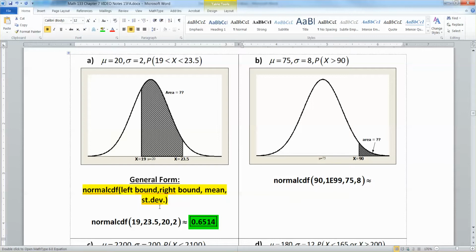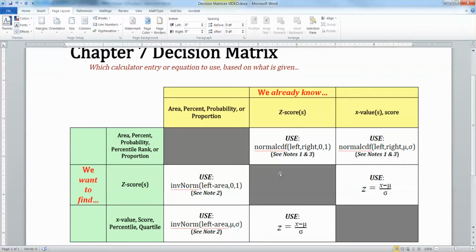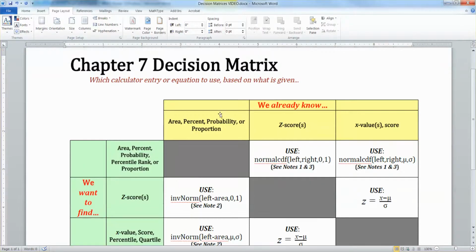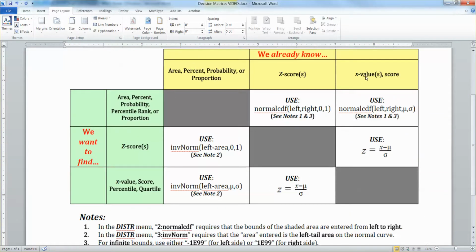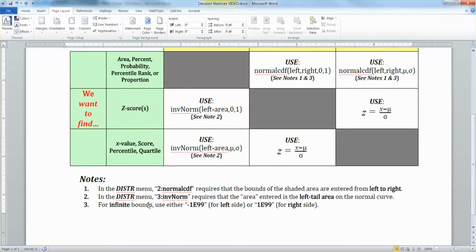So, I put it on the decision matrix at the bottom. Actually, I shouldn't say I did it. Technically, my husband did it. He's the one that had the idea, right? So we have X values. We want the probability, so we're using normal CDF. And then look what it says down here at the bottom. It says if you have infinite bounds, which you would for this one, use either negative 1E99 for the left side or positive 1E99 for the right side. And that's the one we're doing, right? The right-hand side, because we're going to forever on the positive side.